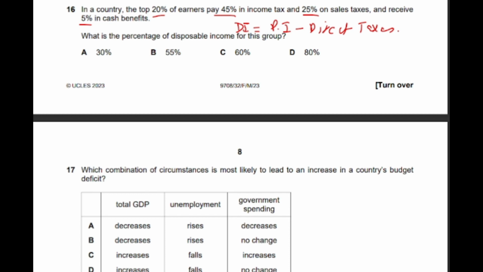Okay, so personal income, if we consider personal income 100%, and the person is paying income taxes, the direct taxes 45%, we will deduct 45% from here, and he is getting cash back 5%, we will add 5% again. So the net value will be 60%. So this is the disposable income of this group.